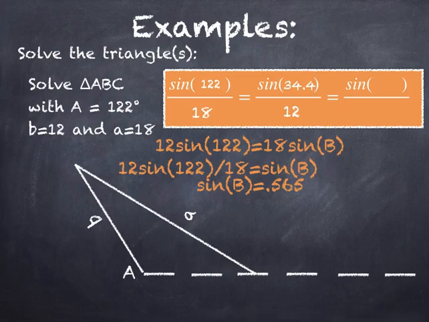To continue to solve this triangle, we'd have to figure out what angle C is, and then use that to find side C. For the sake of time, I'm not going to do all of that right now, but let me remind you, in order to find angle C, you would have to use the angle sum theorem. So 122 plus 34.4 plus C would equal 180, and you could do some subtraction to figure out what angle C is.